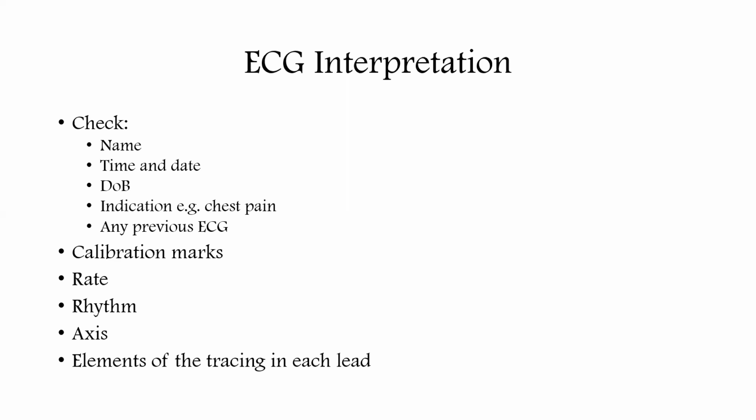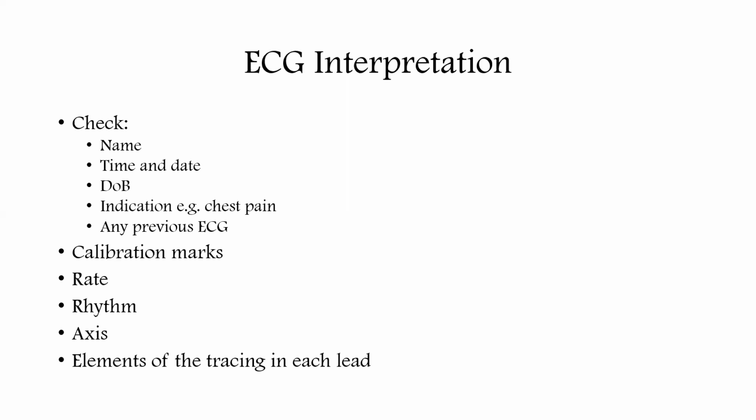The other thing that you need to check on your ECG is the calibration marks, to check whether you have calibrated in terms of the size of the ECG. Basically you should have 10 millimeters, equivalent to 1 millivolt. We said one small box is equivalent to 0.1 millivolts. So you should have your ECG having 10 millimeters equivalent to 1 millivolt.